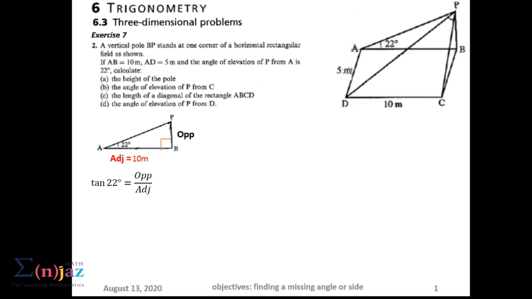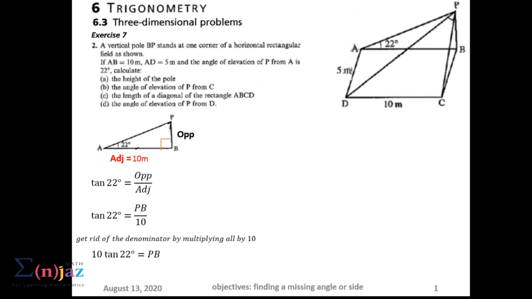Let's substitute in the equation. Tan 22 degrees is equal to PB over 10. Get rid of the denominator by multiplying all by 10. My denominator is 10. We get rid of it by multiplying the whole equation by 10. So we're going to end up with 10 tan 22 degrees. And this is the value of PB.